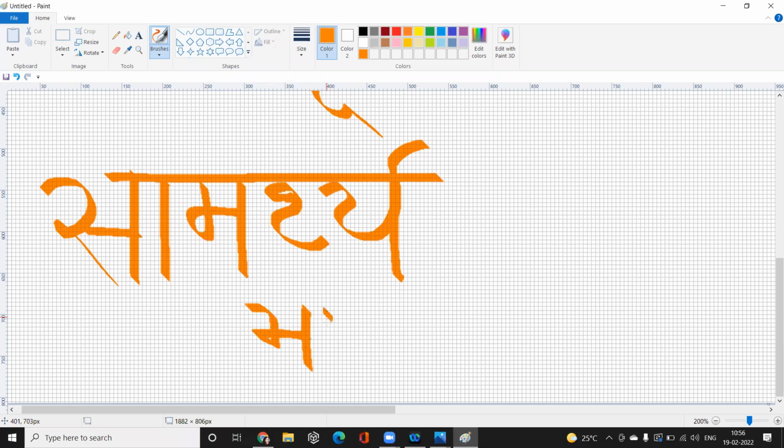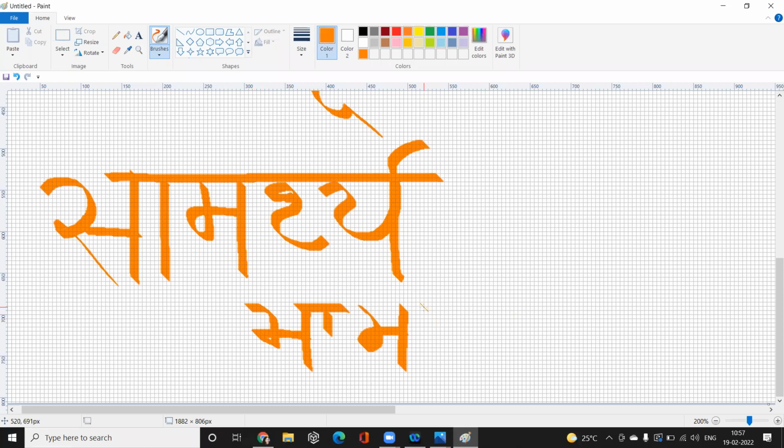This is a, then mo, then we have half tha. But when we pronounce the word, we say samarthya. So after ma, the sound of ra is coming, correct? If you pronounce it on your own, just see where the sound of ra is coming. It's coming after ma, samarthya.